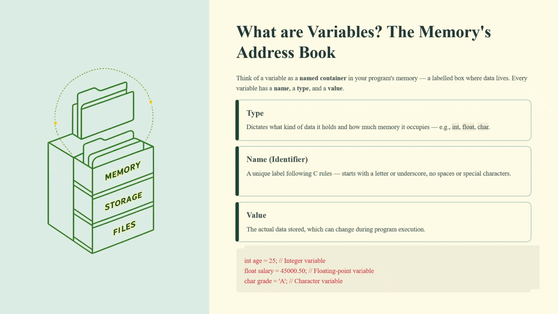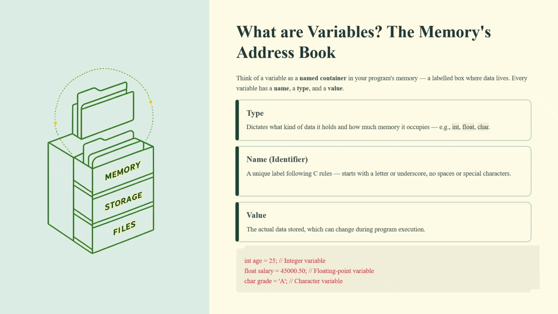Name, which is also called an identifier. Rules for an identifier: it must begin with a letter or underscore, have no spaces in between, and cannot be a keyword. Example: valid ones are age, _count. Invalid ones are 1num, total-value. Value is the actual data stored, and it can change during execution.